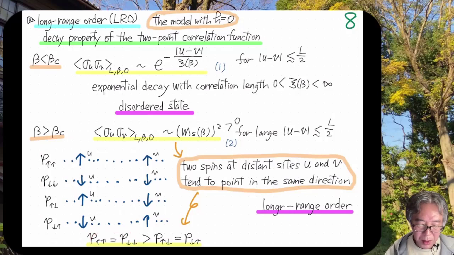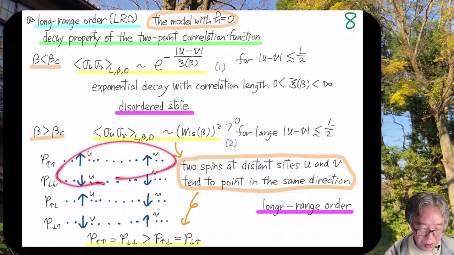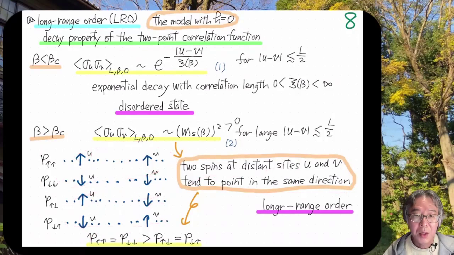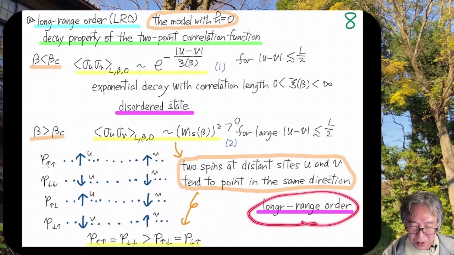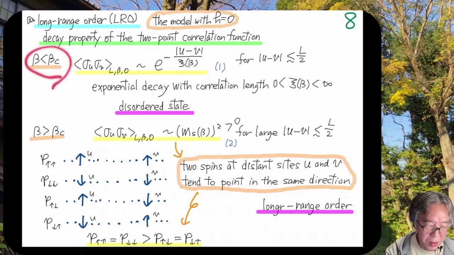What does this mean? Well, this means that two spins at faraway sites, u and v, tend to point in the same direction. They want to do this rather than this. Okay, so this means that they are ordered. They are talking to each other, even though they are far apart. So this is a manifestation of a long-range order. Okay, so you can clearly distinguish.